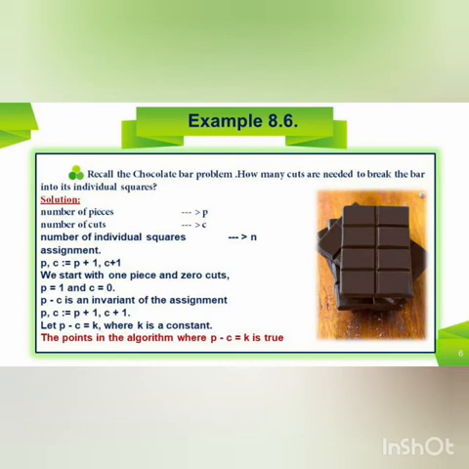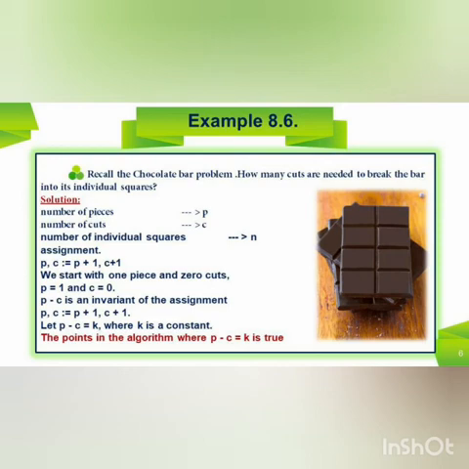Then, what is the final point we have to check over here? P minus c. Here p minus c is the invariant of the assignment. So we have to find out that p minus c is the invariant of the assignment. Now let us assume p minus c is equal to K. Here K is a constant value, and these are the points in the algorithm where p minus c = K is true. So p minus c = K is the loop invariant.